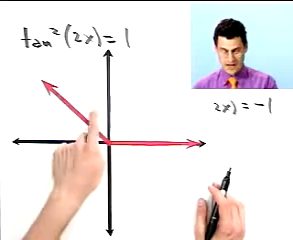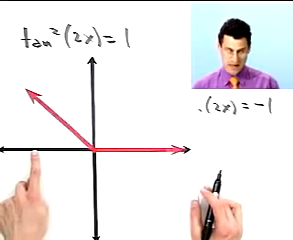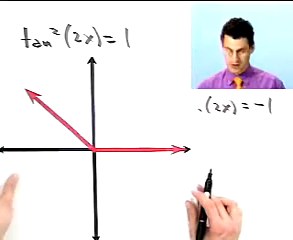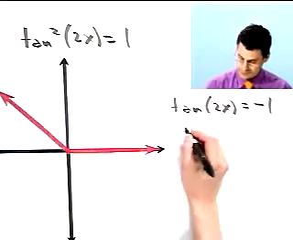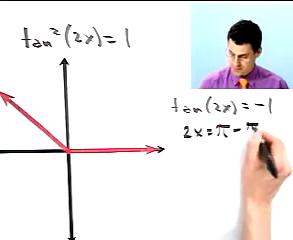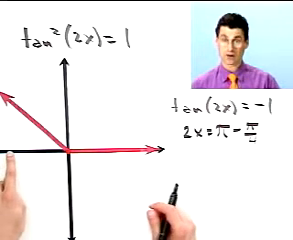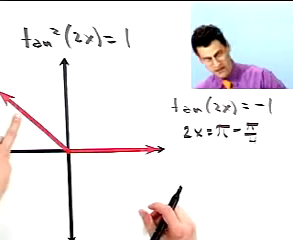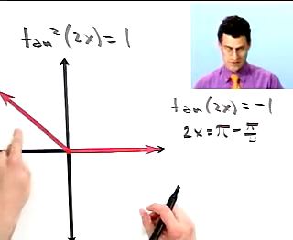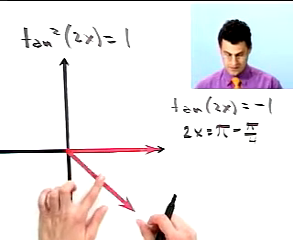So how do I find this angle? Well, this angle is going to be 180, or pi, minus pi over 4. So one answer is 2x equals pi minus pi over 4. That's how I get this red angle. It's by taking 180, or pi radians, and subtracting off that, which is pi over 4. So there the tangent's negative 1. And the tangent is also negative 1 over here.